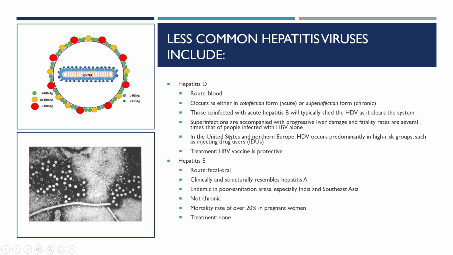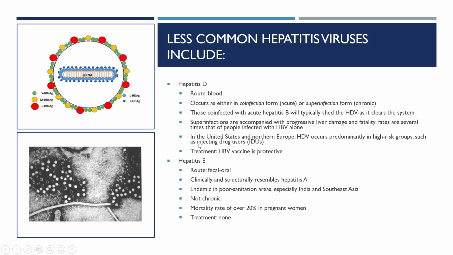In the United States and Northern Europe, hepatitis D occurs predominantly in high-risk groups such as IDUs, or injecting drug users. As for treatment, there is no current treatment for hepatitis D alone. However, having the hepatitis B vaccine is considered protective.